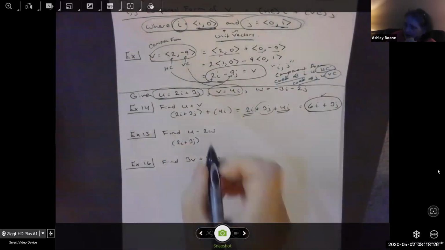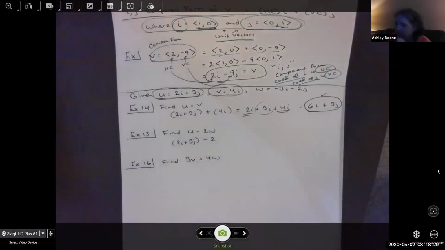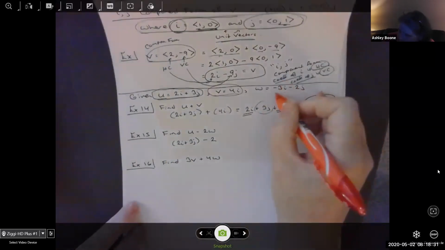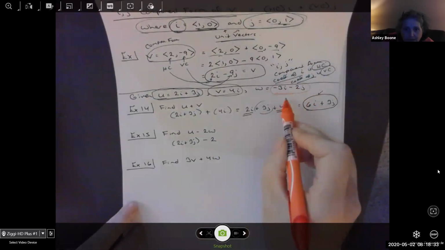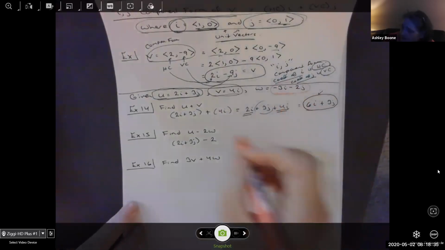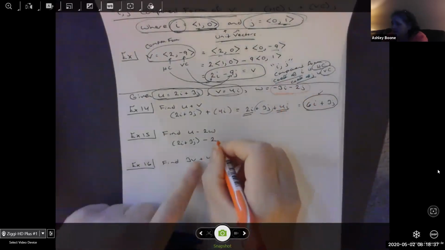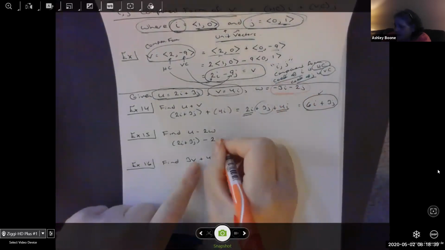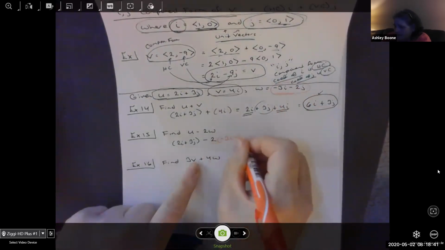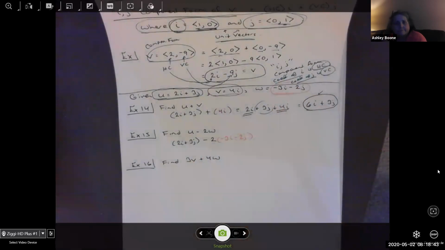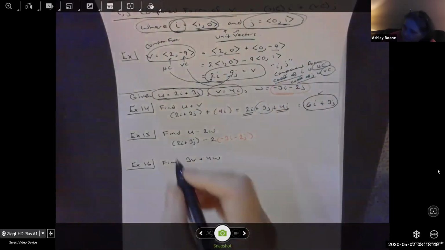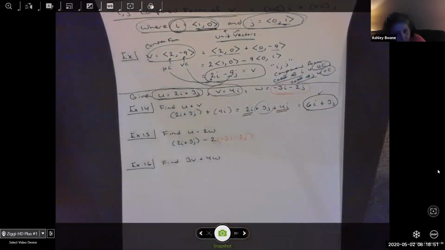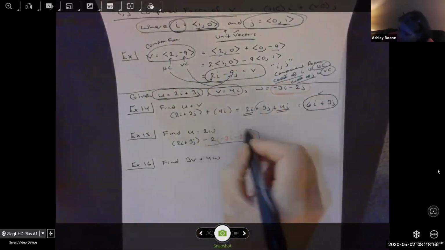Then we have minus 2 times w. In this problem, w is negative 3i minus 2j. So I'm taking minus 2 times negative 3i minus 2j. All right. Sorry, the lights got a little dim there, didn't they? So what do we have going on? You have to multiply before you subtract. So I'm going to have to deal with this first.